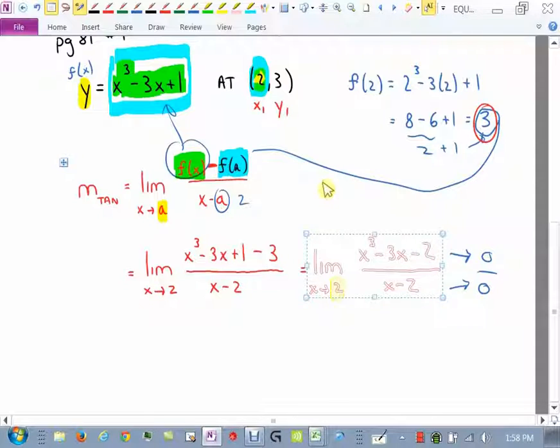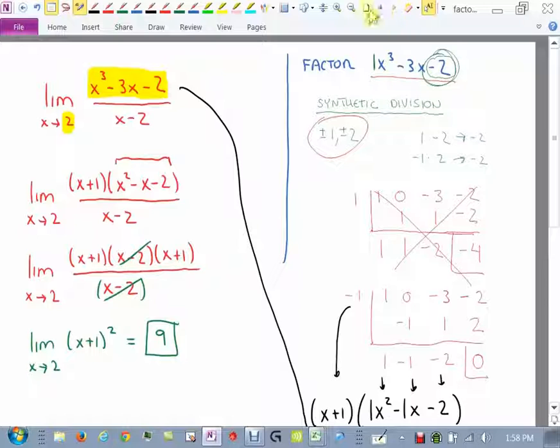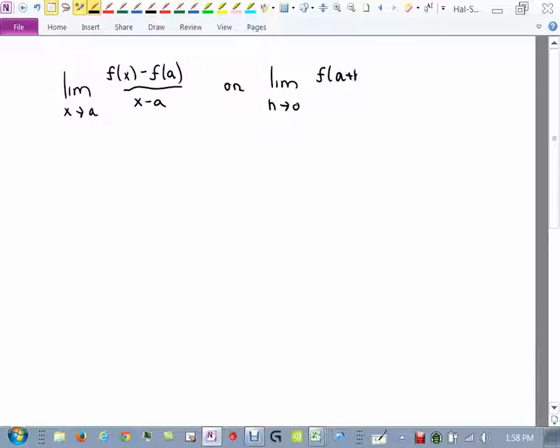But that's also because we used this definition here of the slope of the tangent line. We also have the alternative definition. And I want you to see how this problem would work out if you use the alternative definition. So remember our two definitions, limit x approaches a, f of x minus f of a, all over x minus a. That's option 1. The other option, limit h approaches 0, f of a plus h, sorry, minus f of a, all over h.